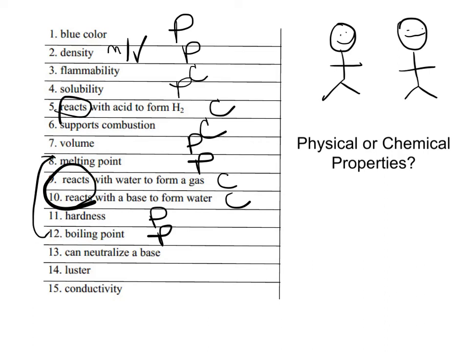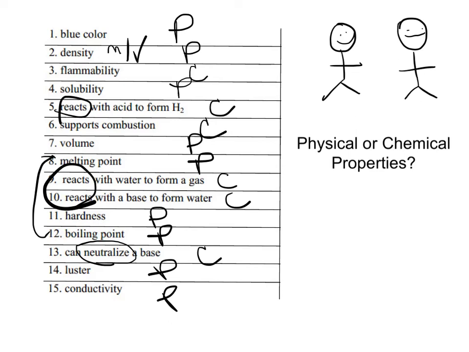All right. Can neutralize a base. Neutralizing is a chemical reaction. So if you're neutralizing a base, you're going to change that base to something else. Chemical property. Luster is a property of minerals, how shiny it is. So that's a physical property because you're not changing what it is. Conductivity is a measure of how well it conducts electricity. That's physical because you don't actually change the substance. All right? So, those are the answers. Hopefully, you know what physical or chemical properties are. That was a little check for you.